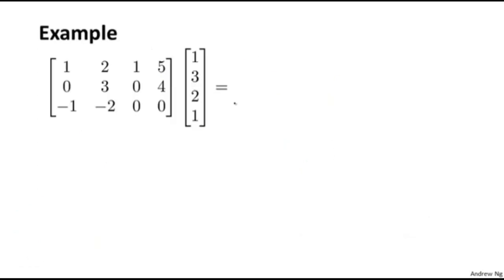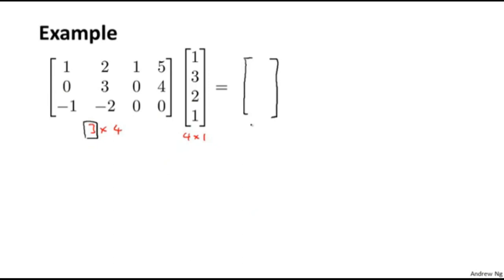Here's the example. So let's look at the dimensions. Here, this is a 3 by 4-dimensional matrix. This is a 4-dimensional vector, or a 4 by 1 matrix. And so the result of this product is going to be a 3-dimensional vector. So I'm going to write a vector with room for 3 elements.